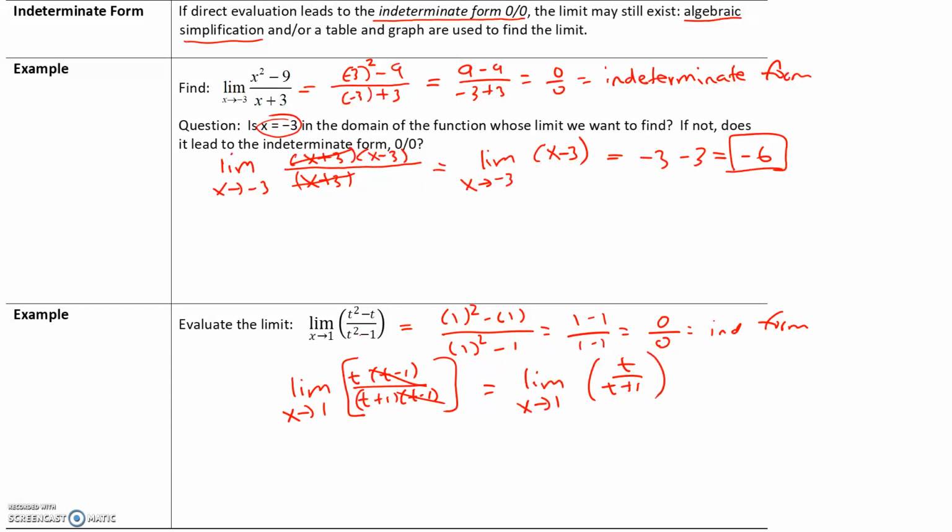Now notice a different notation. If I'm simplifying something, I have to write the limit as x approaches 1 because I'm simplifying the function. But when I plug in the x equals 1 value, then I don't need the limit part anymore. I'm just plugging x equals 1 into this function. So this equals 1 over 1 plus 1, which is equal to 1/2. So the limit as x approaches 1 of t squared minus t over t squared minus 1 is equal to 1/2. And in class, we're going to graph, maybe not both, but at least one of these functions to show you that this is in fact true.